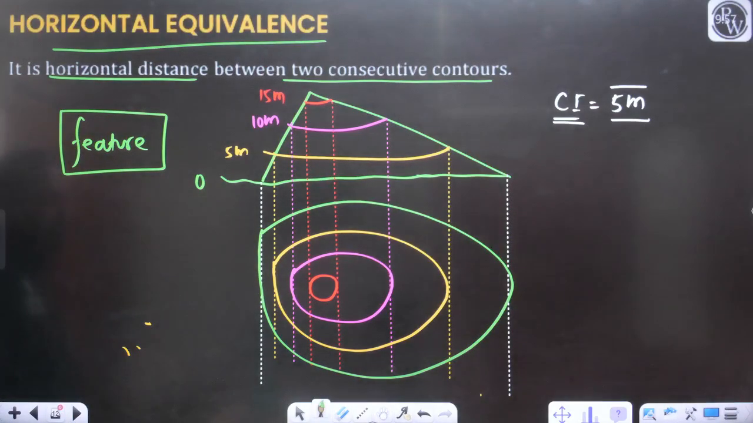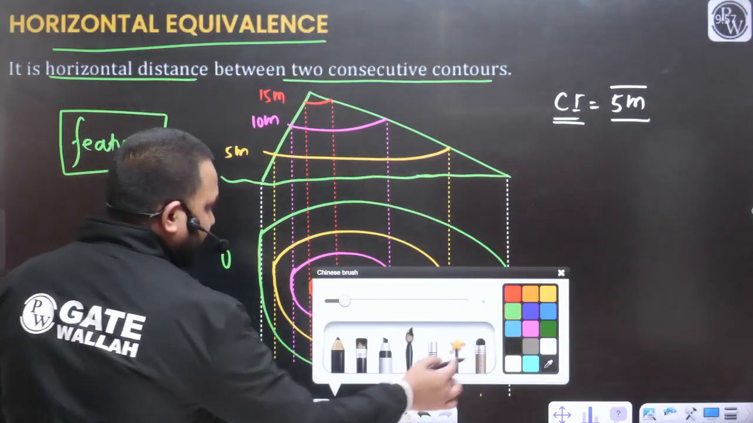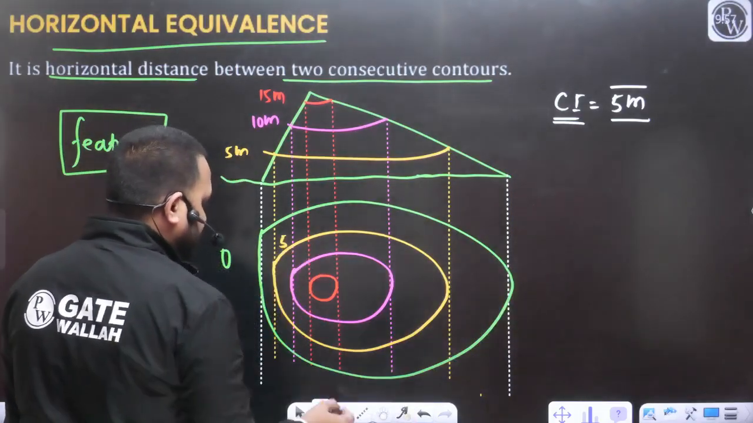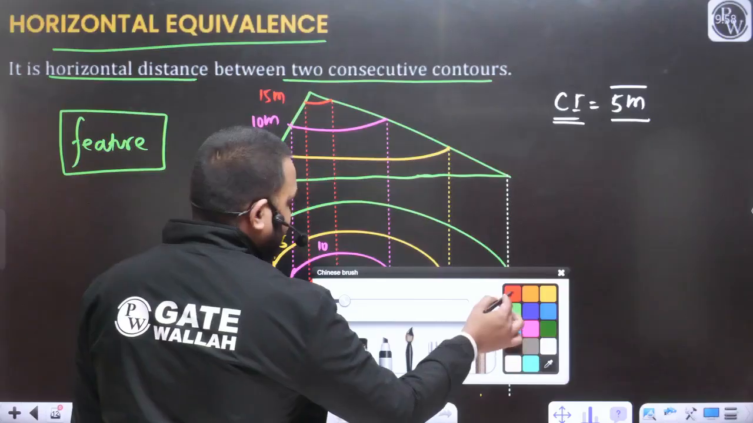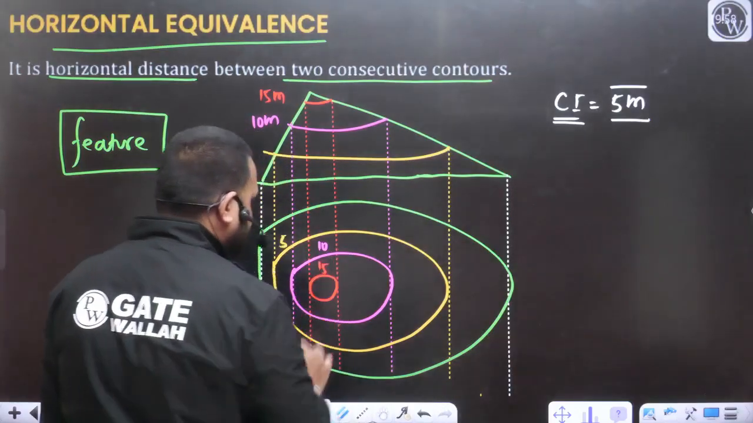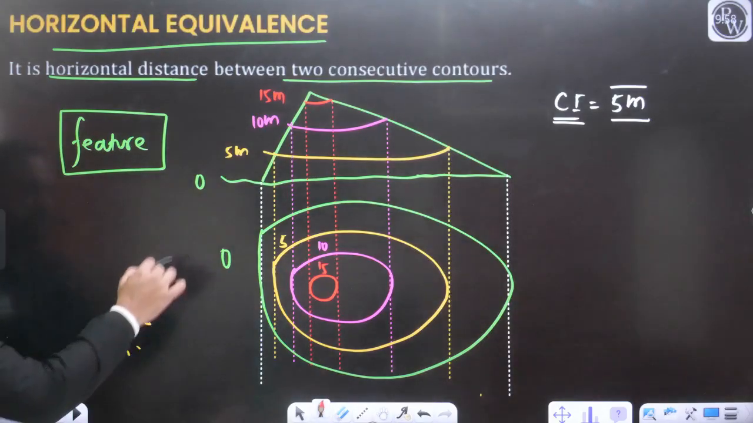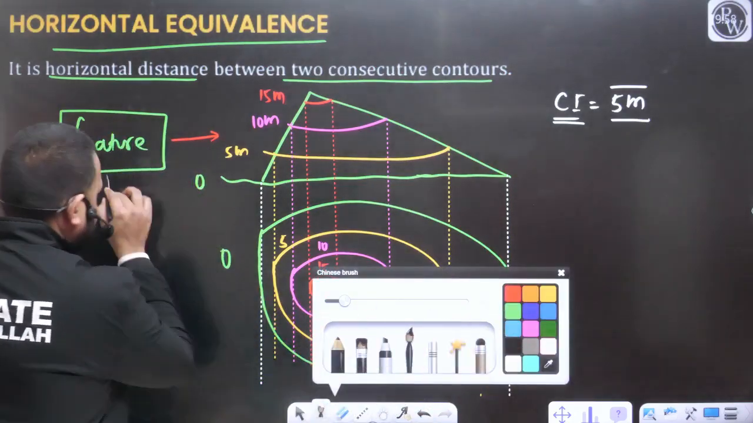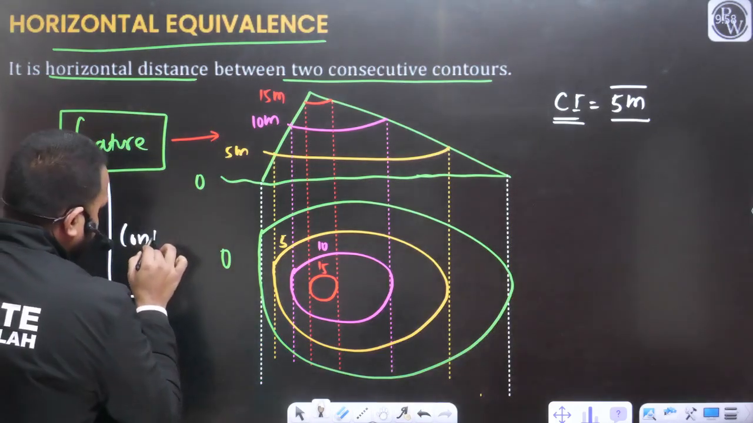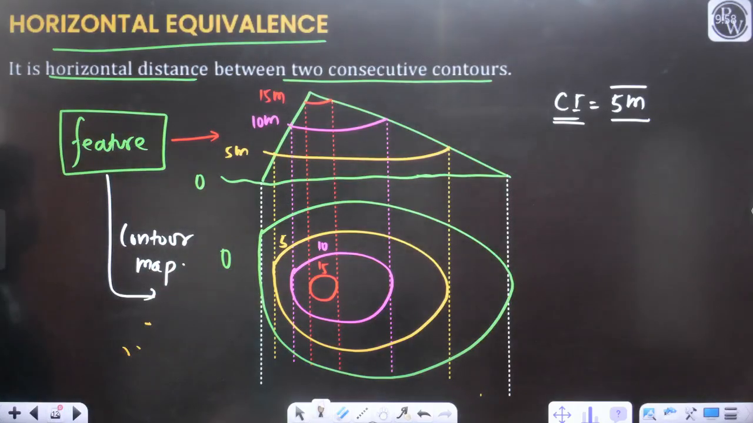This is going to be your contour map. This contour has the value of 0. This contour has the value of 5. This contour has the value of 10. And this contour will have the value of 15. This was the feature, and for this feature you have prepared a contour map like this. Can we prepare the contour map like this?